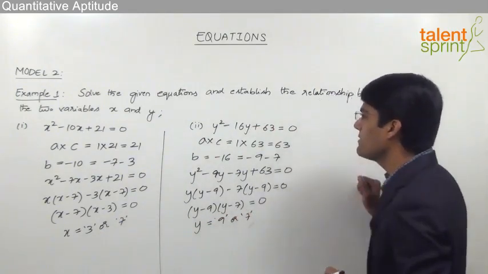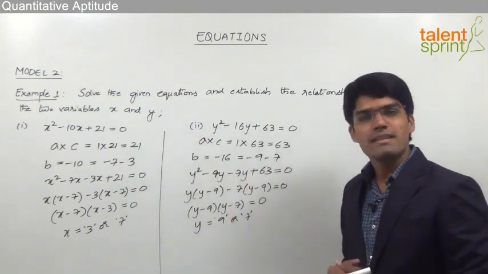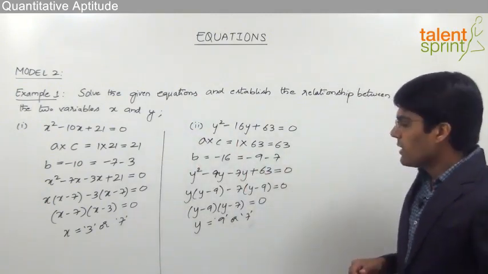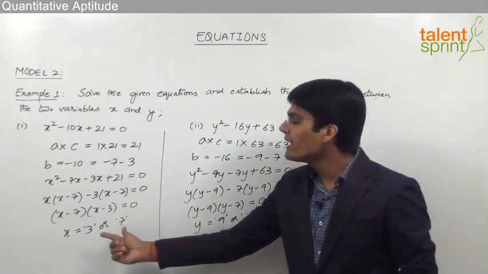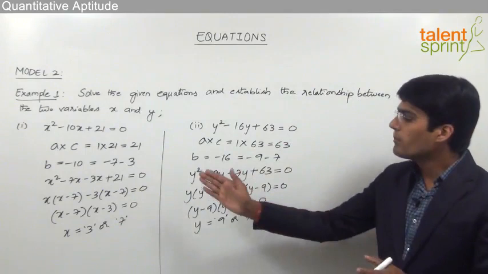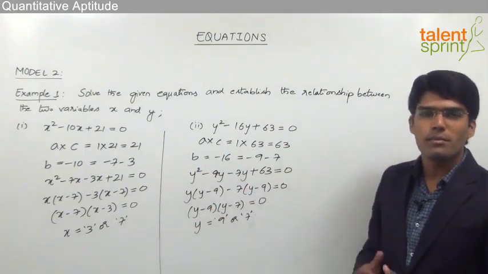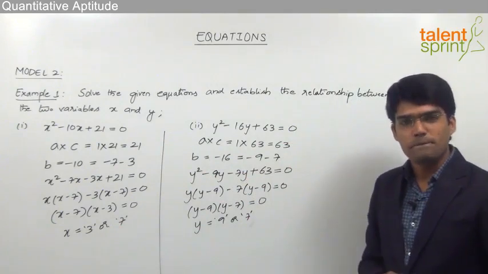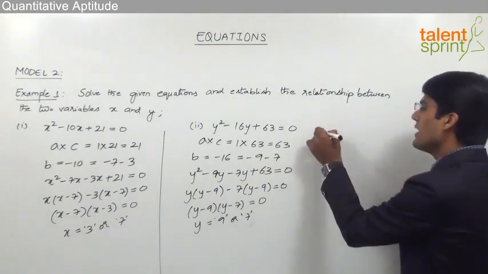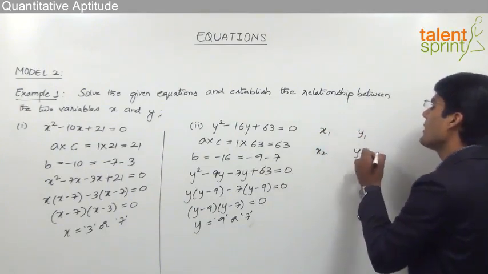And as given in the question, we are supposed to establish the relationship between the two variables x and y. Now if you try to understand, we have two values for x and two values for y. So we need to compare both the values of x with both the values of y and come out with the proper relationship between x and y. So as you can see here, the two values of x, x1 and x2 have to be compared with the two values of y, y1 and y2.